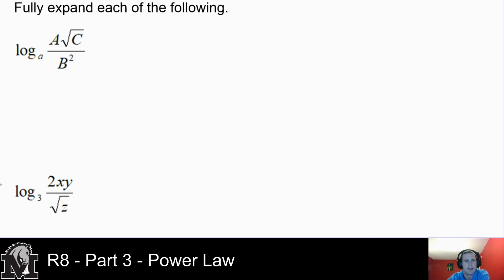Fully expand each of the following. So this question is the exact opposite of the previous question. Before, we had several different things, and we wanted to combine them into one. Now we have one thing, and we want to expand it into several. So anything in the numerator is going to be positive, anything in the denominator is going to be negative. So this gives us log base a of a plus log base a of root c minus log base a of b squared.